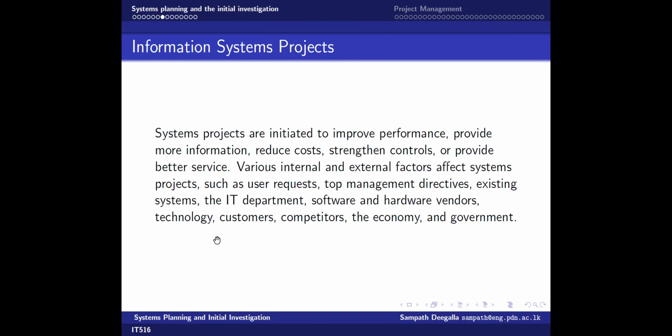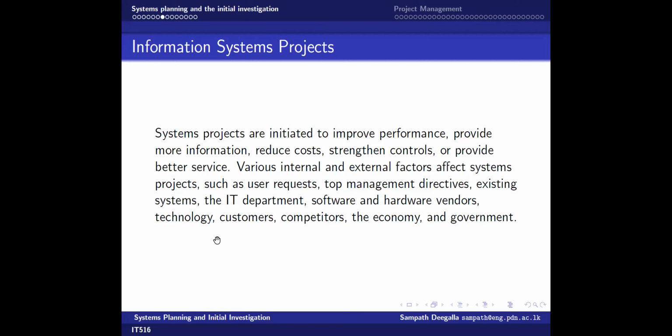Now, usually when it comes to system projects, especially information system projects, we initiate them to improve performance or provide more information or reduce cost, especially we can reduce the manpower, we can reduce the documentation, right? And you can strengthen the controls, because since everything is recorded, you know what is happening instead of examining manually. So at the end, you can provide a better service. If I take a university, for example, if we manage everything in computer systems, then we know what is going on. Even student handling will be very easy. Let's say a student is not regularly participating, we know there's a problem which we might have to look into, right?